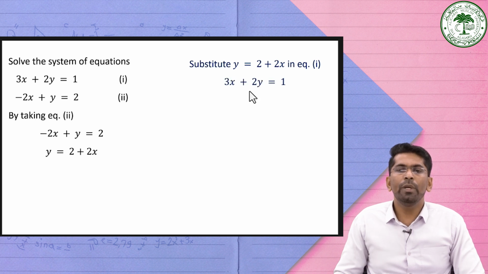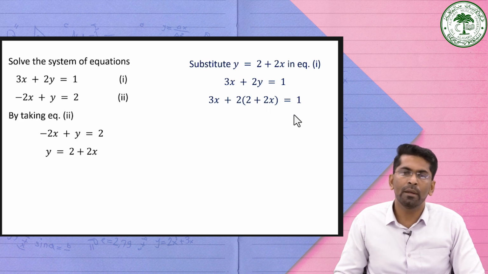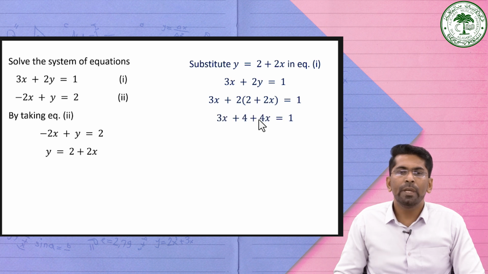So equation number 1 is 3x plus 2y is equal to 1. Here we are substituting y is equal to 2 plus 2x. So 3x plus 2 into, instead of y, 2 plus 2x, which is equal to 1. Now we are going to open the bracket by multiplying these terms. So it is 3x plus 2 into 2, which is plus 4, 2 into plus 2x, which is plus 4x, which is equal to 1.